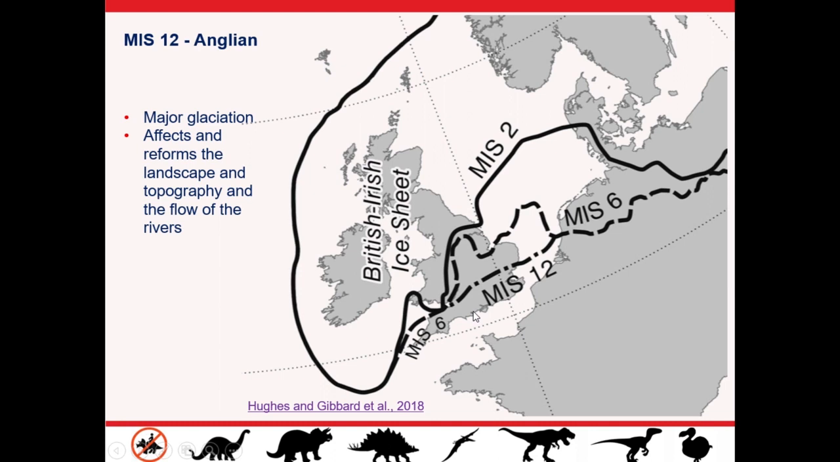And this glaciation is the Anglian glaciation. It is a very major glaciation. It extends extremely far. It basically reforms the landscape into what we know and see today when we go out and walk around. Therefore, it's affecting topography, and it changed the direction of the River Thames to the direction in which we see today. It also helps to start developing the English Channel into what we know today.